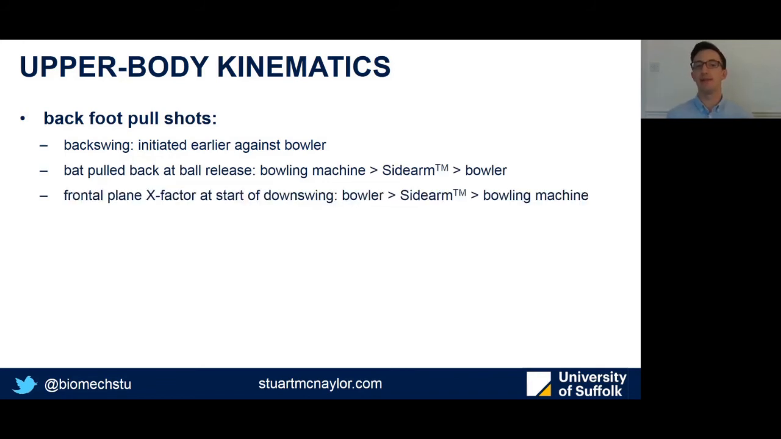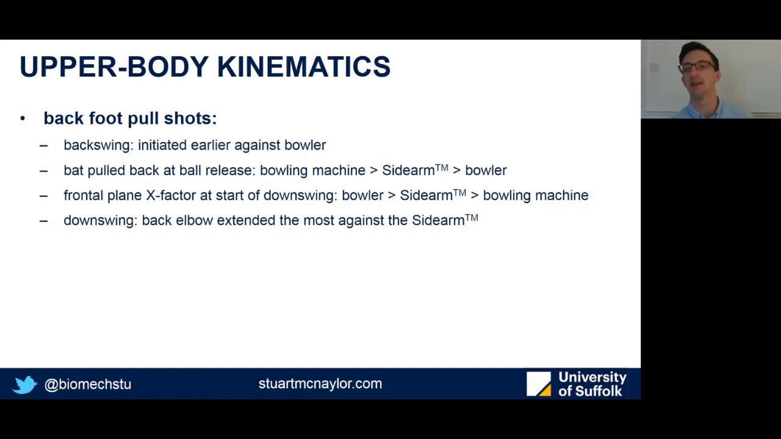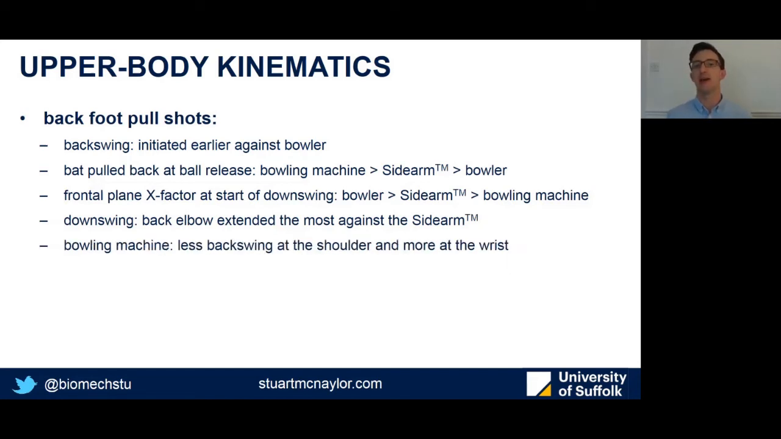We then found that the X factor, at least in the frontal plane, was greatest in the bowler, then the sidearm, then the bowling machine, again in the conditions where they're able to initiate the movement earlier. We saw more back elbow extension in the kind of intermediate sidearm condition, and then more wrist uncocking in the bowling machine condition.